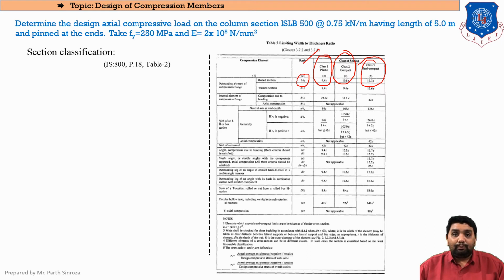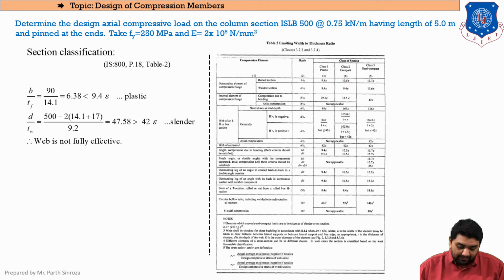Clear? So we need to prove that our ratio comes under any of the following classes. That is, whether it belongs to class 1, class 2, or class 3. If any of the classes is satisfied, then we can opt that AE will be equal to AG. Clear? If all these three classes are not satisfied, then only we will be doing the ineffective checks that we will be seeing later on. Clear? So first thing will be to find the ratio, that is b by tf.